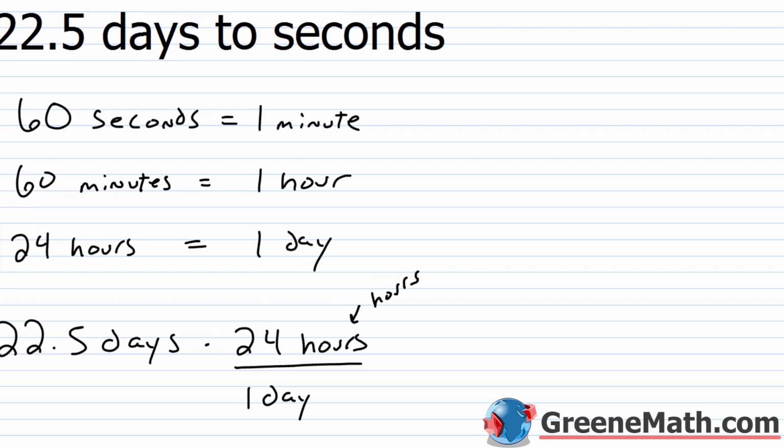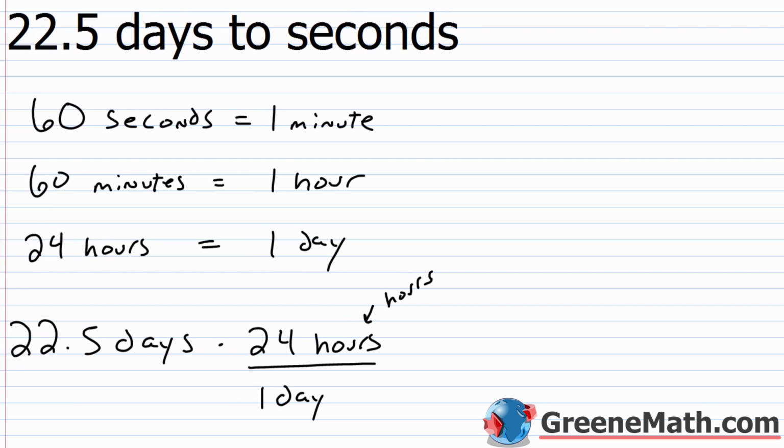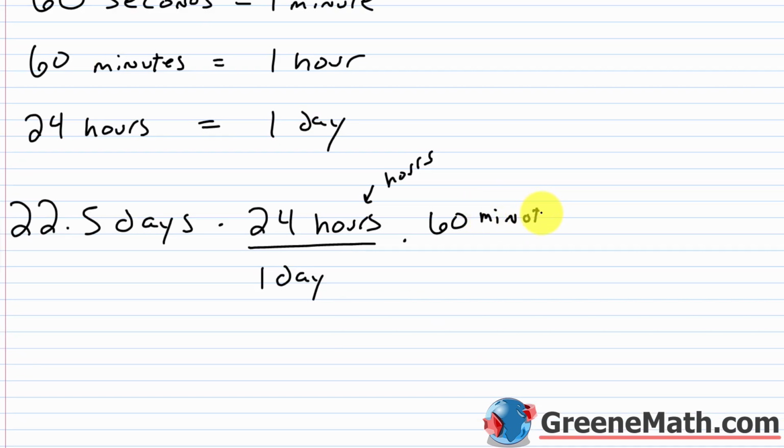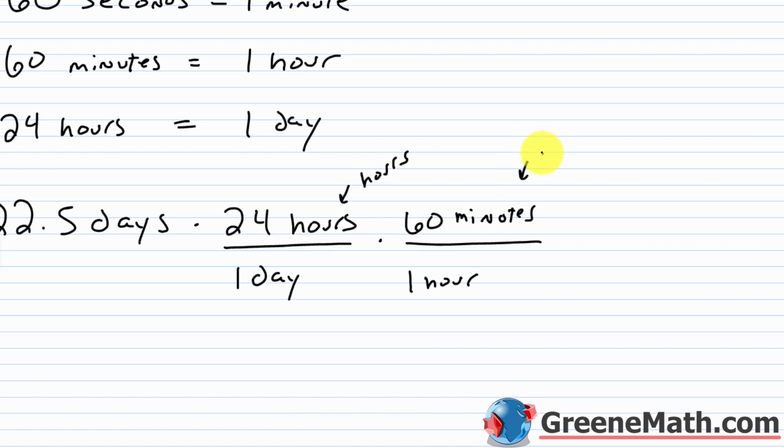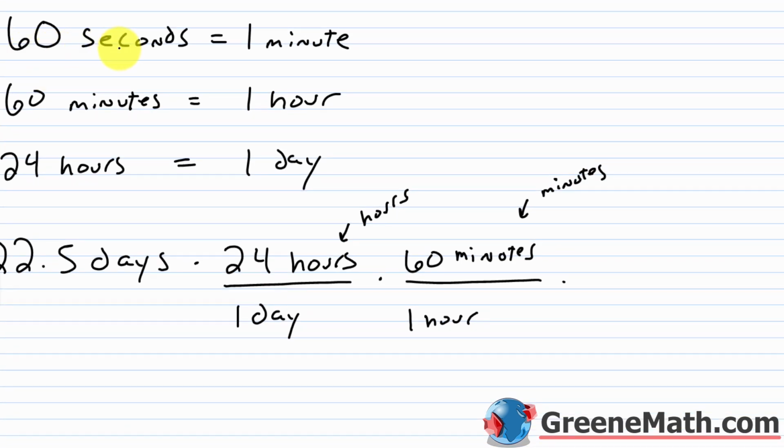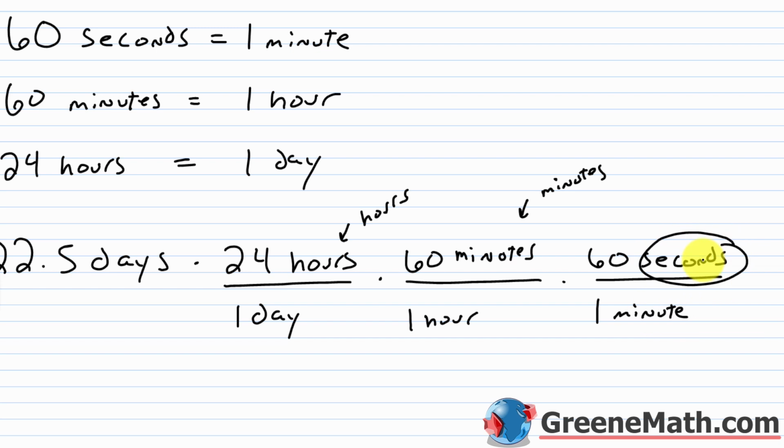Now, the next thing I want to do, as I mentioned, was put it in terms of minutes. So I would multiply again, and now I'm going to have minutes in my numerator, so 60 minutes over 1 hour. And I won't be able to fit all this on the screen, so I'm just going to scroll over a little bit. The last thing I want to do, since this puts it in terms of minutes, is multiply by, and you'll see all the way up here at the top, I have 60 seconds equals 1 minute. So multiply by 60 seconds over 1 minute. This will put it in terms of seconds, which is what I want.